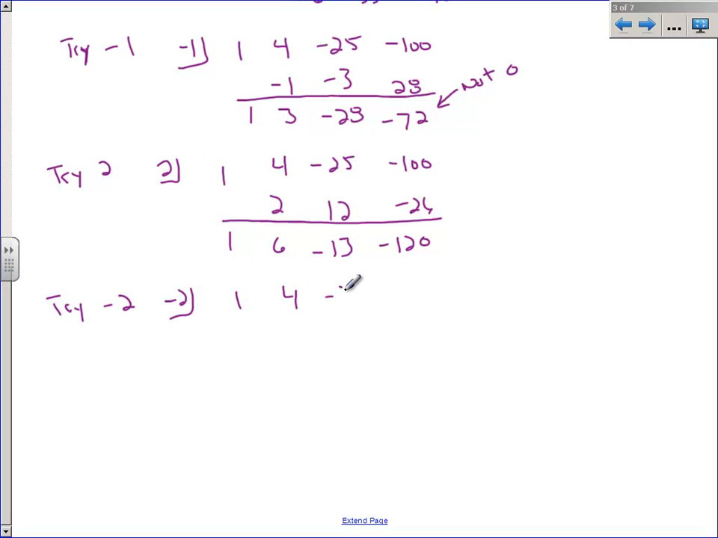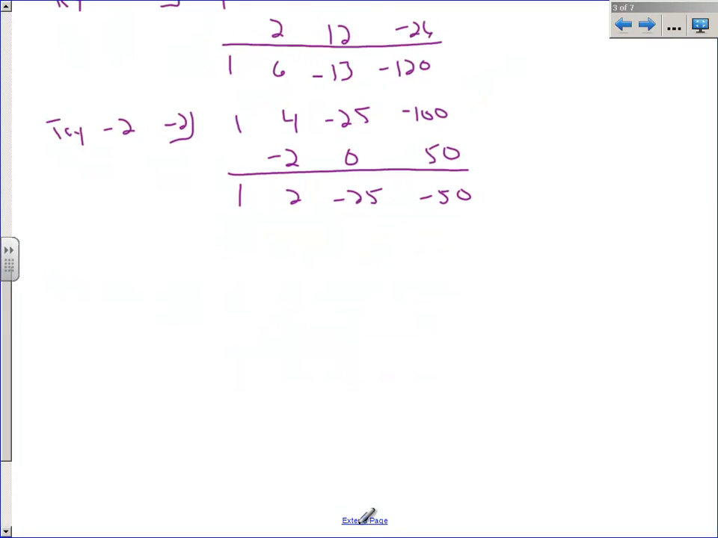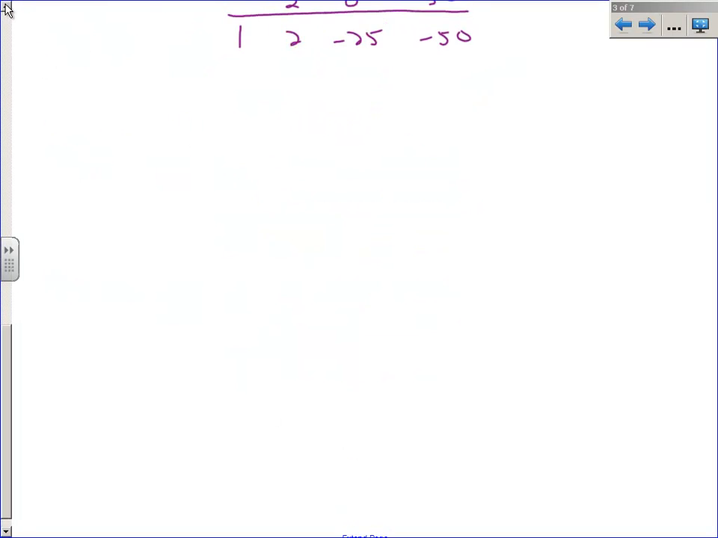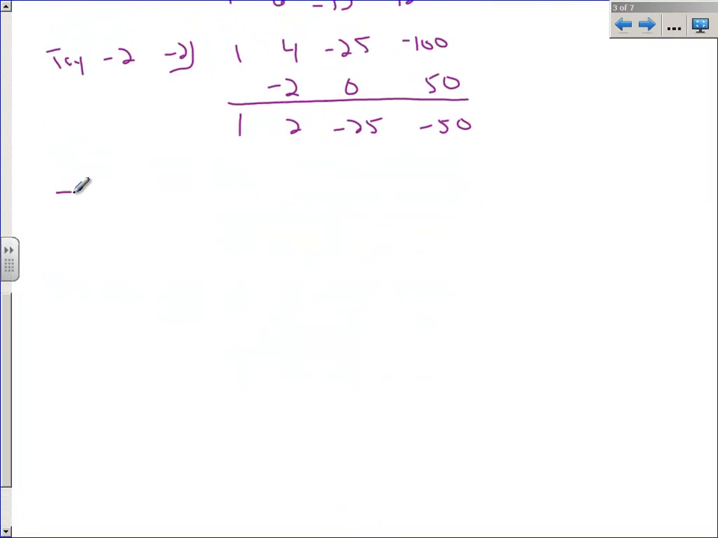1, 4, negative 25, negative 100. Drop that down. Multiply, add, multiply, add, multiply. That didn't work either. Alright, well, let's try... Oops, go back a little bit further. Let's try 4.